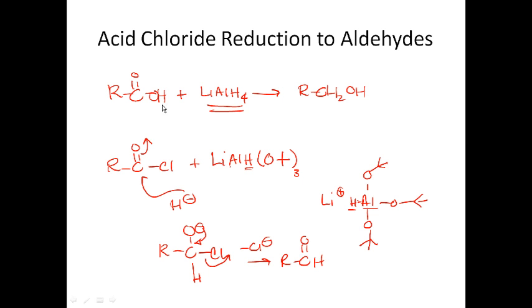So this will not work directly, so instead what I need to do is use SOCl2 to convert the acid to the acid chloride and then reduce it with, in essence, a deactivated lithium aluminum hydride. Okay, and this part of the mechanism takes us back to carboxylic acid derivatives reacting with strong nucleophiles, in this case acid chlorides.